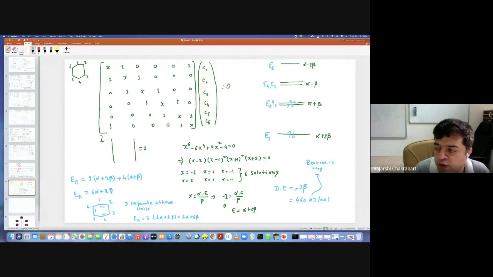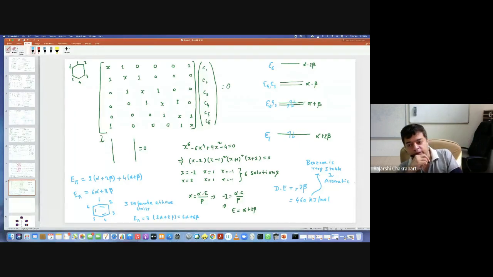Because aromatic molecules are also very stable because of this high delocalization energy. Of course, you count pi electrons, 2n plus 2, whatever the rule is. But it also shows that your delocalization energy is quite large for benzene. Okay.